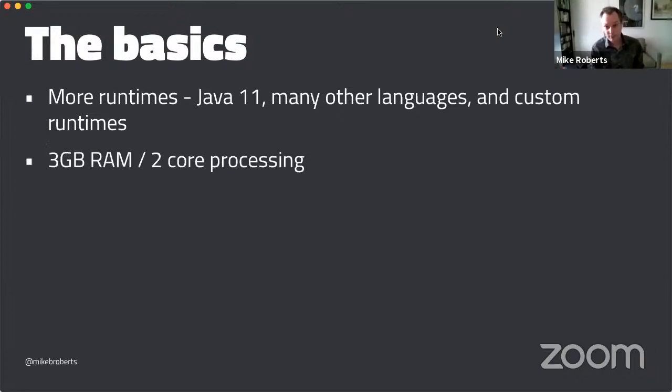We get 3 GB memory now. We used to get 1.5. We get 2 cores of CPU pretty much. We used to only get 1. And maximum timeout got an increase from 5 minutes to 15 minutes.